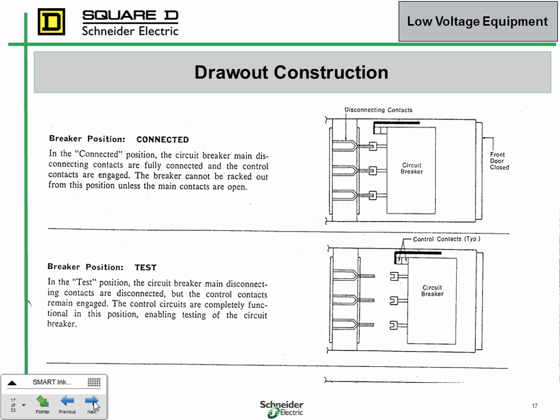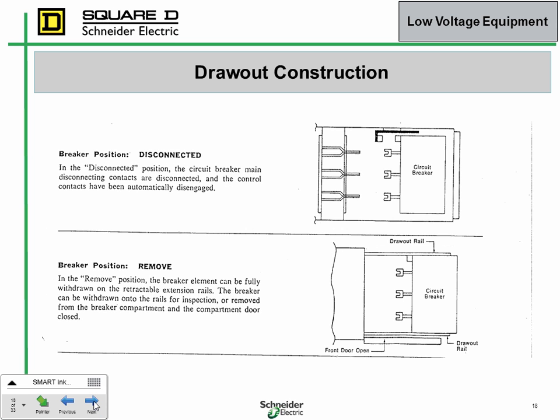Now we're in test, where the breaker is physically detached from the main cross bus, but all the controls are still connected. So you can still operate the breaker, open it, close it, test it that way, but it functionally is not going to be connected to the power bus. And we get to the disconnected position, and that's where both the terminal blocks and the power are disconnected. The breaker's still in the cell, the door's still closed. And then the fourth position is removed. At that point, the door's open, and you can physically remove the breaker out of the cell. And those are the four positions for a drawout breaker.